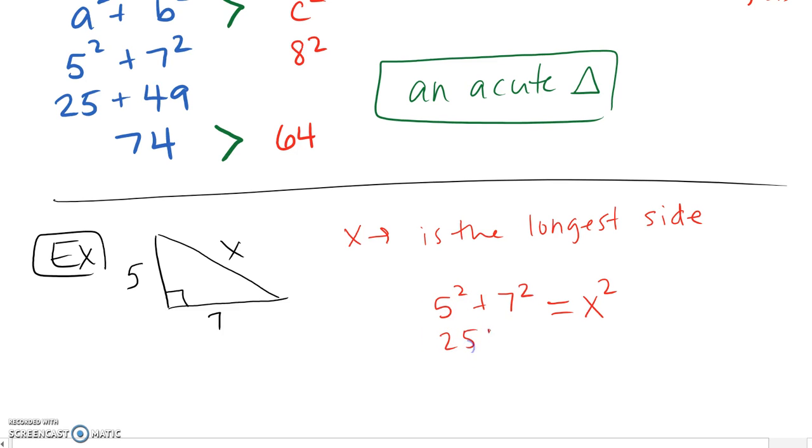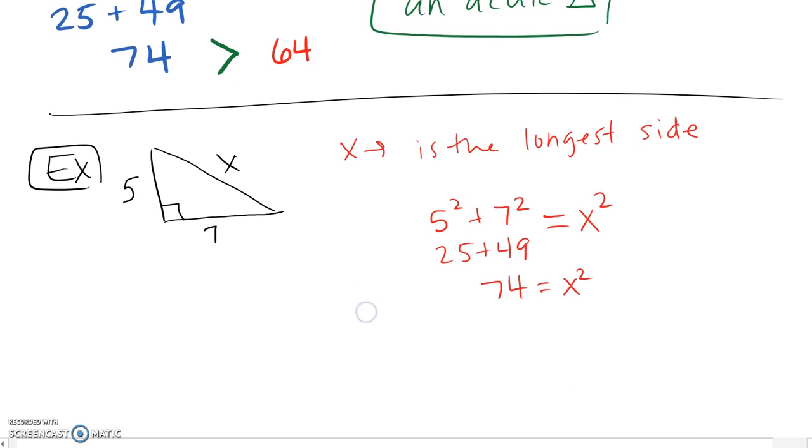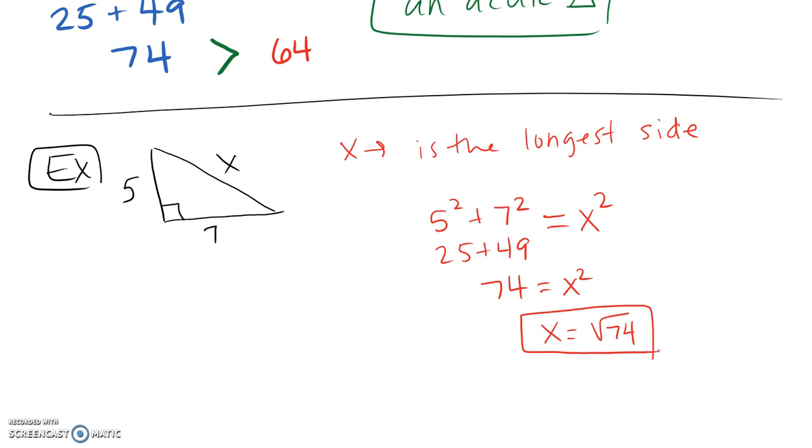So this is 25 plus 49. We just did this. 74 equals x squared. To figure out what x is, we do have to square root. So x equals the square root of 74. I don't have a calculator sitting here, so it's just going to say the square root of 74. If it asks you to round it, you stick it in your calculator. Remember the button right above the enter key. We'll change it back and forth between a reduced radical and a decimal.